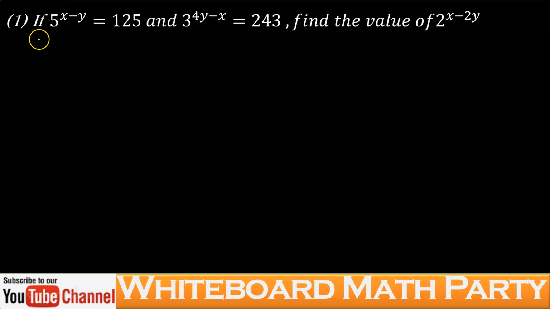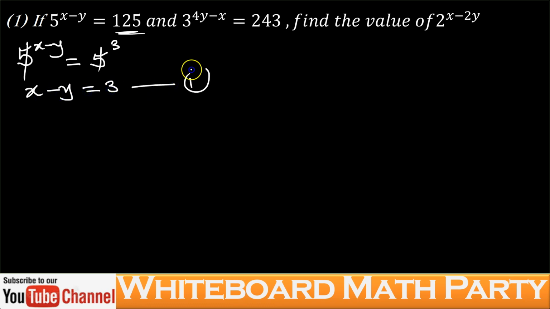For the first part, where we have 5 to the power of x minus y, I can actually express 125 as 5 to the power of 3. So I can do something like this: 5 to the power of x minus y is equal to 5 to the power of 3, which is 125. And if I break this down by removing the powers, I'm left with the equation x minus y is equal to 3. We can call this our first equation, which is equation 1.